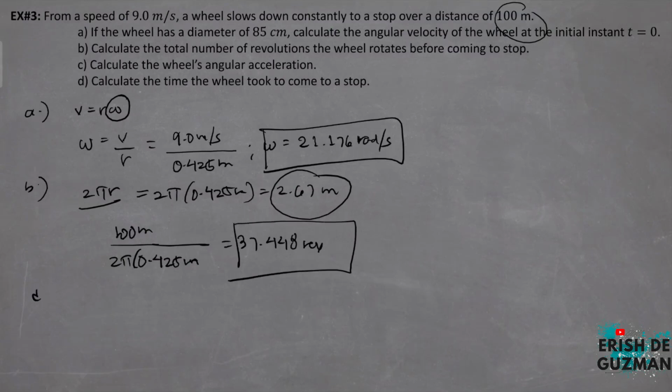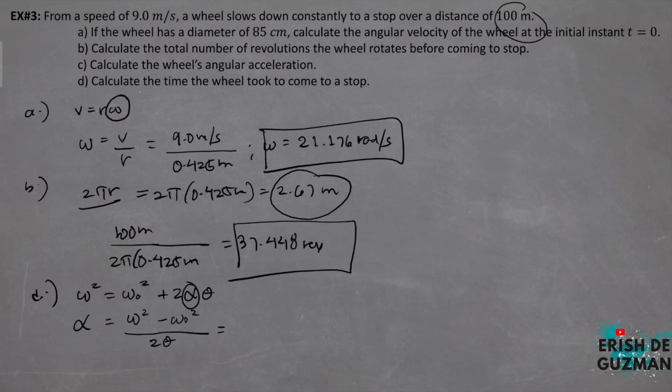And for letter C naman, the angular acceleration, to calculate for that, gagamitin lang natin yung isang rotational kinematic equation. Final angular velocity square equals the initial angular velocity square plus 2 times angular acceleration times the angular displacement. Solving for the angular acceleration, angular acceleration is equal to final angular speed minus initial angular speed divided by 2 times the angular position.